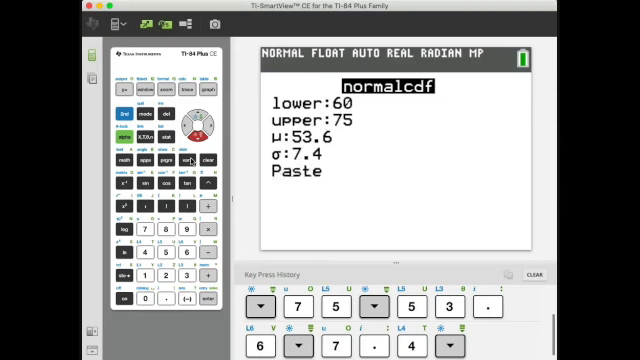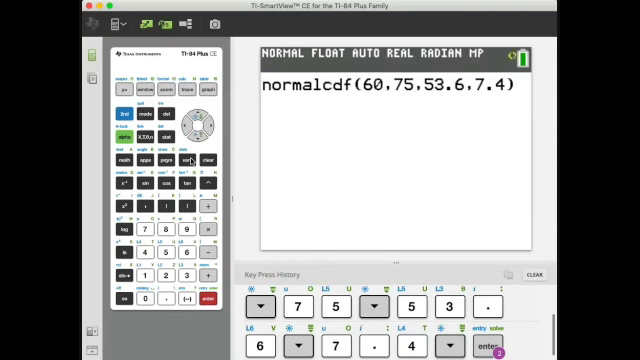And if we put this into our calculator, this will calculate that area under the curve for us. And we get that the probability that x is between 60 and 75, to 3 sig figs, is 0.192. Okay, does anybody have any questions about how to use your calculator to get this area?